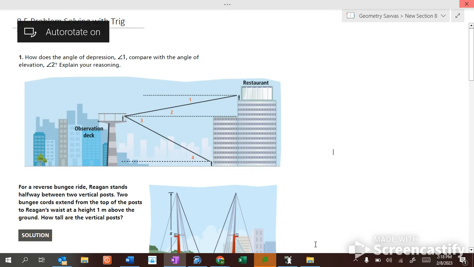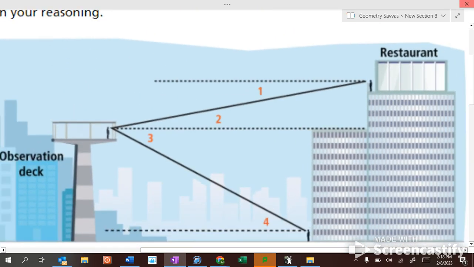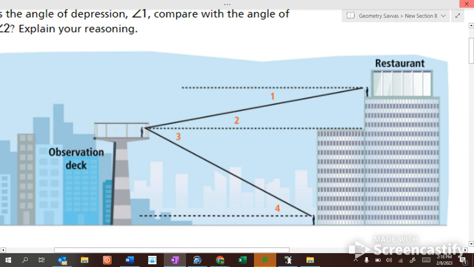So, here's a couple people looking at each other. This person's way up here at the restaurant, looking down at this person on this observation deck. When you're looking down at somebody, you form from horizontal an angle of depression.